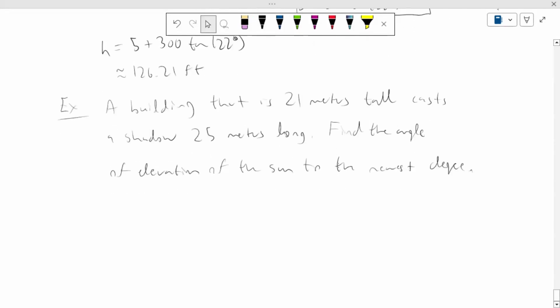So let's just draw a picture, right? Okay, so we have this building over here, and it's casting a shadow on the ground. So here's our right angle over here. Here's our angle of elevation that we're actually looking for. We're told that the building is 21 meters tall, and that the distance from the base of the building to the end of the shadow is 25 meters. So we have 21 meters this way, 25 meters this way.